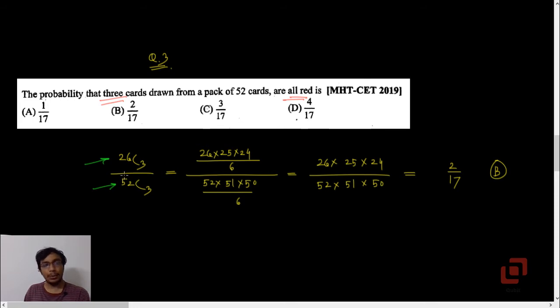But you want those cards to be red, and there are 26 red cards. So the required probability will be 26C3 upon 52C3. If you simplify that, you will end up getting 2 by 17. This is a problem where calculation plays an important role because all options have 17 in their denominators, so you need to simplify this carefully. Let me do that for you now. Then you can just directly cancel this.